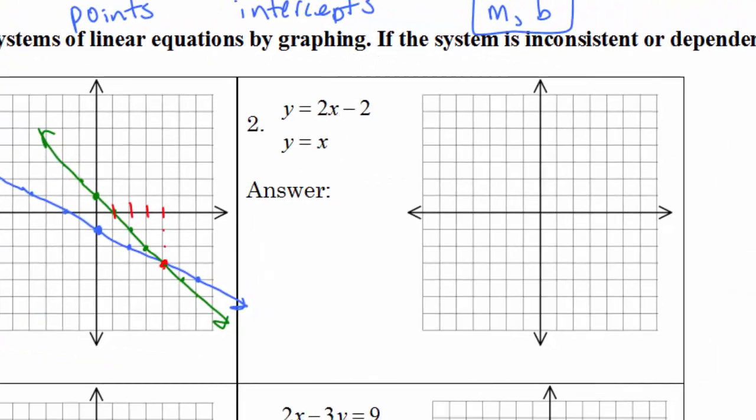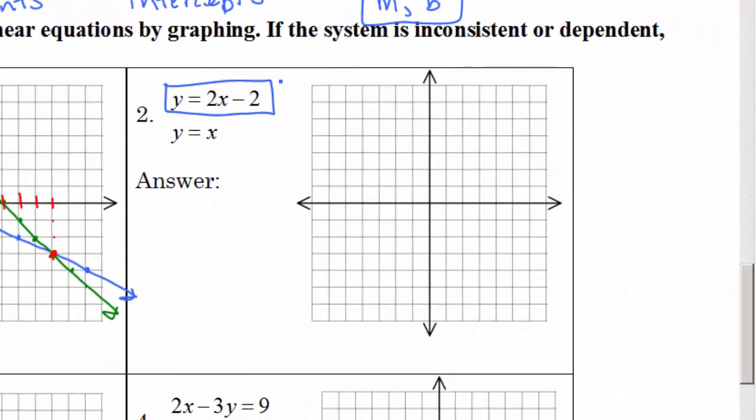Let's do that again. Take this line. I'm going to have m and b. b is at negative 2. My m is 2 over 1.